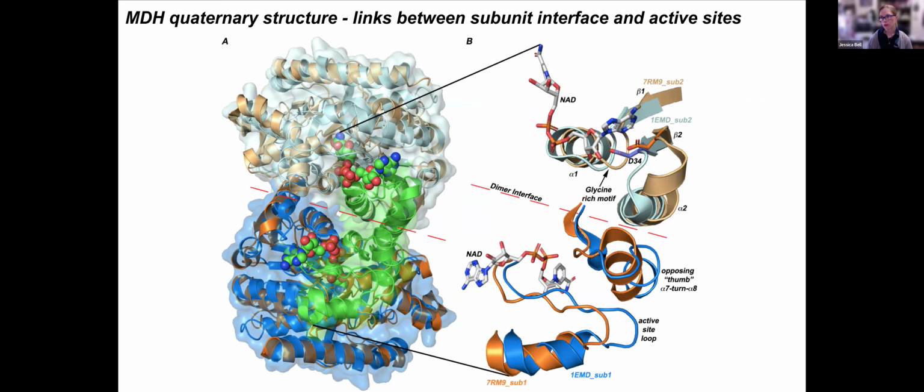And then the orange is showing when you're not fully closed, this active site loop does not push on this guy, which then allows for a reorientation of the alpha helix across the interface, and then a reorienting of something that could sense whether or not cofactor was present in the adjacent active site. And so these are some of the interesting structural analyses you can do with different MDH structures, allowing you to come up with ideas for your CURE.